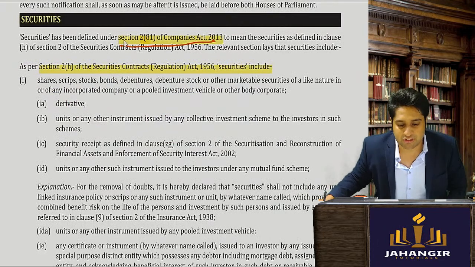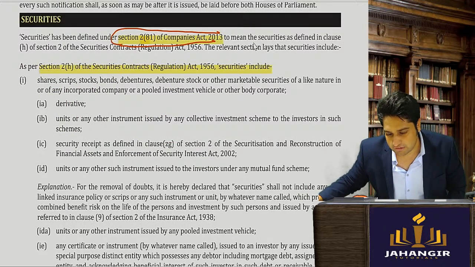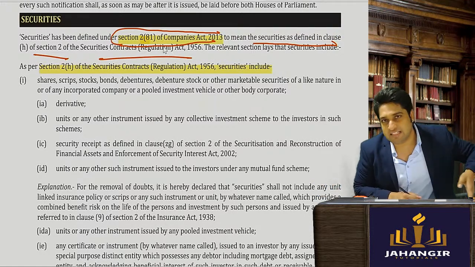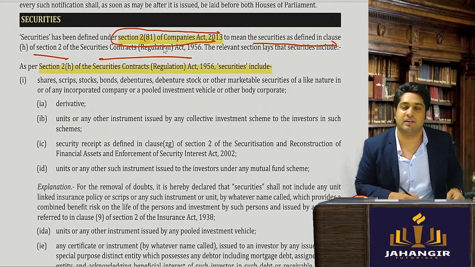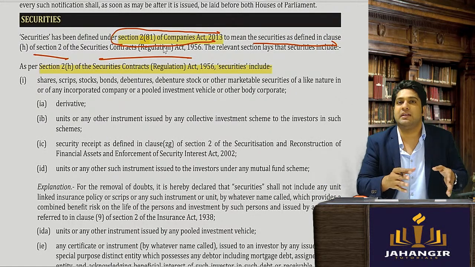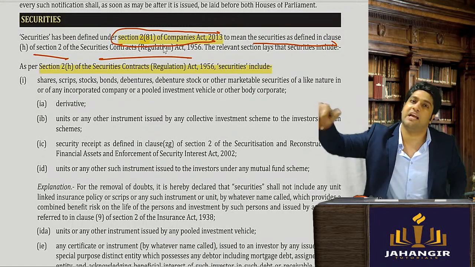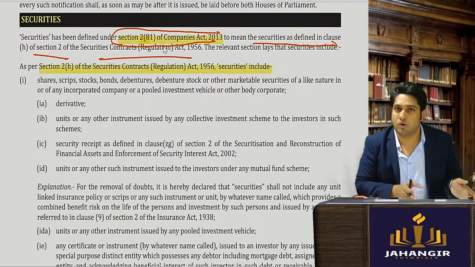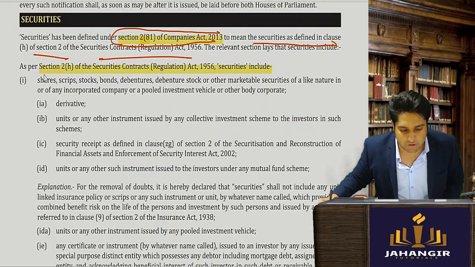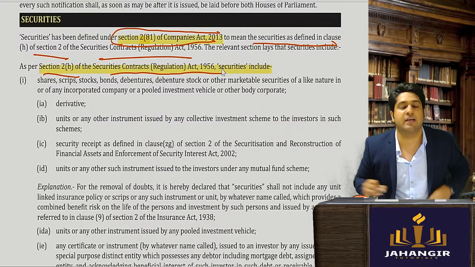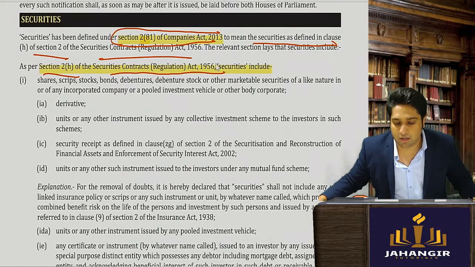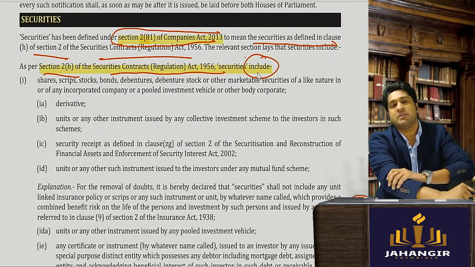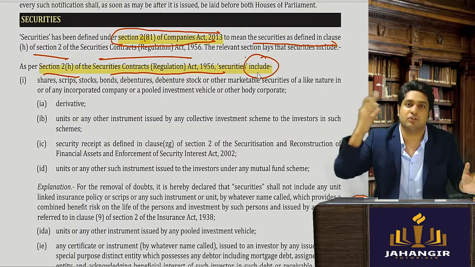Okay. So section 2 subsection 81 means the securities as defined under clause 2(h) of the SCRA Act. So the Companies Act under section 2 subsection 81 defines securities to mean what is the meaning given under 2(h) of the SCRA Act. So then I need to read section 2(h) of the SCRA Act. So I go to section 2(h) of the Securities Contracts Regulation Act, which says that securities includes. So it's an inclusive definition. When I say includes, what does it mean? It is explaining that it covers this also, this also.